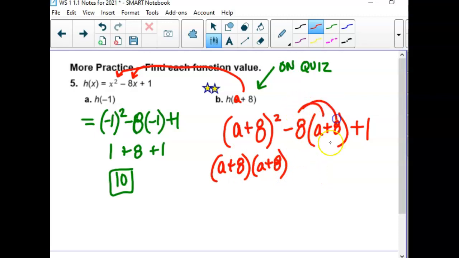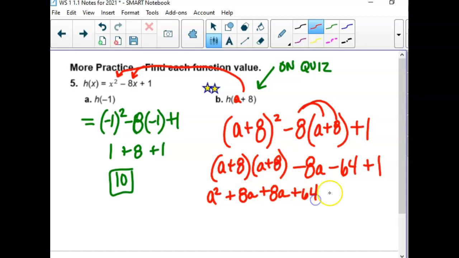And then back here, you're going to have to distribute. We'll get a negative 8a and a negative 64. And then there's a plus 1 on the back. Okay, when you FOIL this together, a times a is a squared. A times the outside 8 is 8a. 8 times the inside a here is another 8a. And 8 times 8 at the back is a plus 64. Now this one's kind of curious because when we copy the rest of that down, a bunch of stuff will cancel. This goes away, and I have a squared plus 8a plus 1.